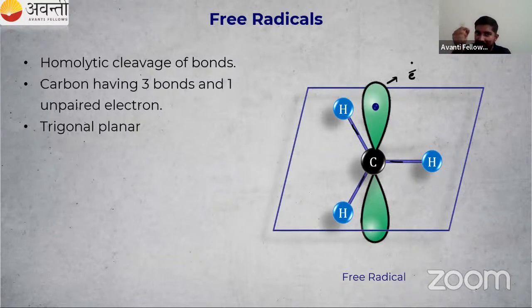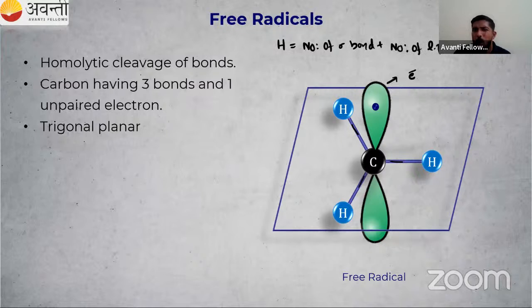So carbon with three sigma bonds and one unpaired electron, that is a free radical. It is formed by the homolytic cleavage. Then we have studied about hybridization, right? How to find hybridization? Hybridization is equal to number of sigma bonds plus number of lone pairs. There are no lone pairs, okay?